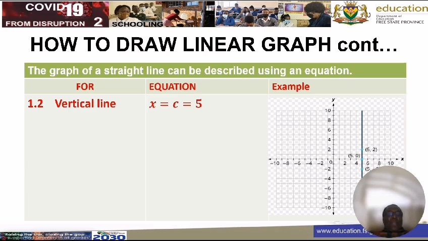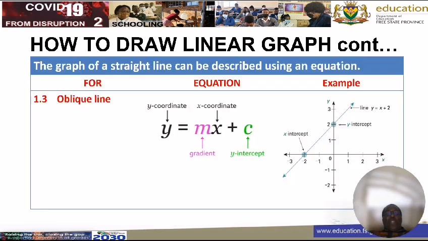Again, the second point that you need to understand is the vertical line. The vertical line is where we're saying x is equal to c, which is equal to 5. In other words, the line drawn will be a vertical line from where the point is given as x equals 5. And the line is parallel to the y-axis.